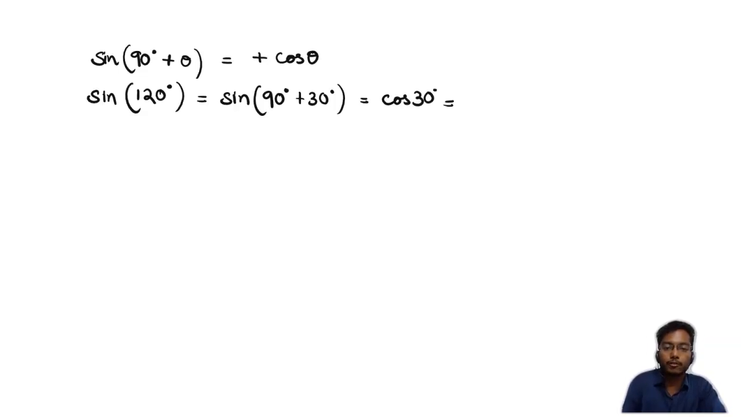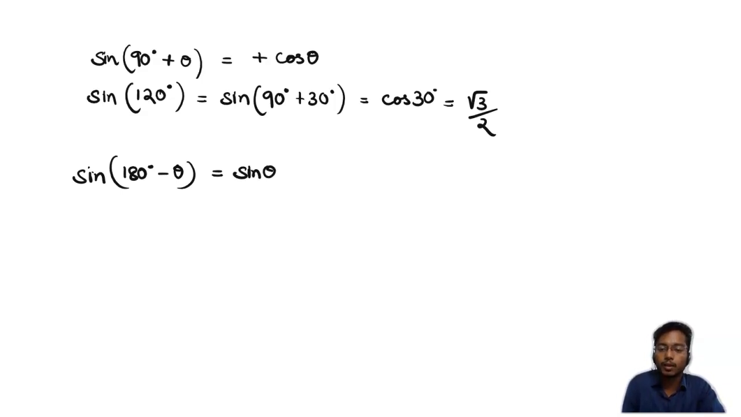That is, cos 30 value is root 3 upon 2. Likewise, we can also do sine 150 degree. Let's say we have sine pi or sine 180 degree minus theta. Sine 180 minus theta is equal to sine theta.